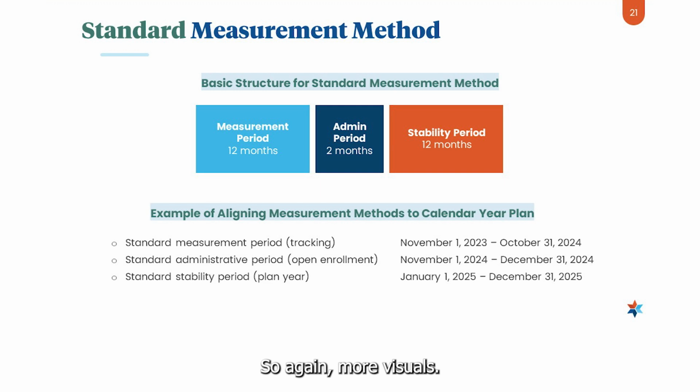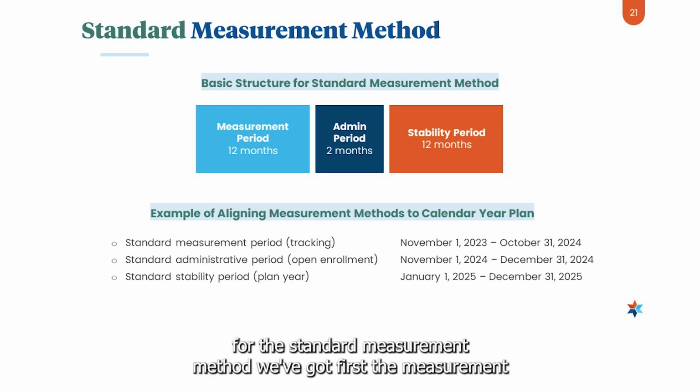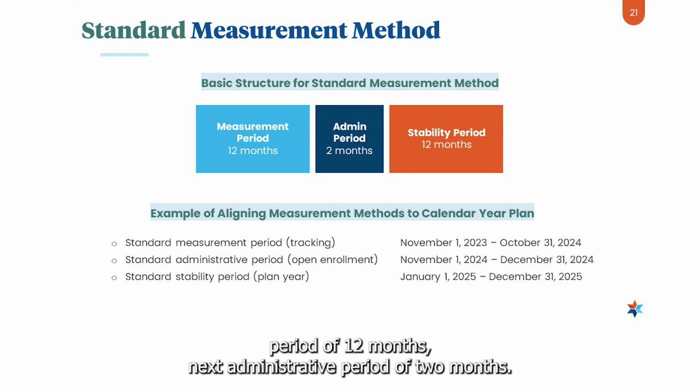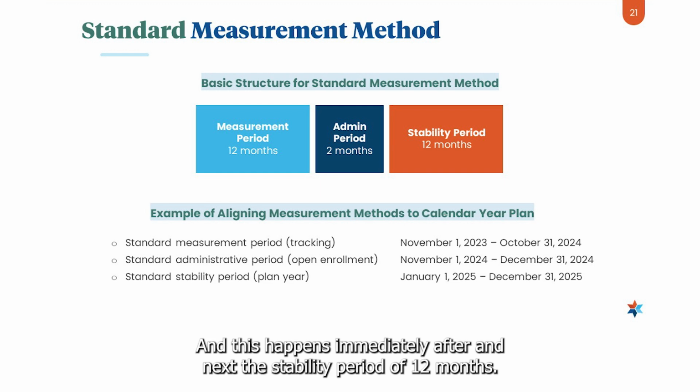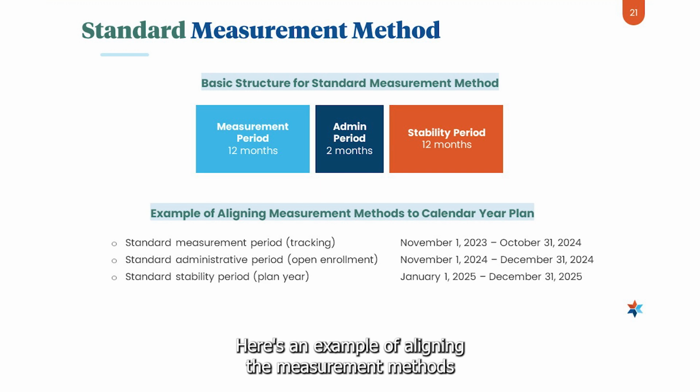So again, more visuals. Here's the basic structure for the standard measurement method. We've got first the measurement period of 12 months, next the administrative period of 2 months, and this happens immediately after, and next the stability period of 12 months. Here's an example of aligning the measurement methods to your calendar year plan.